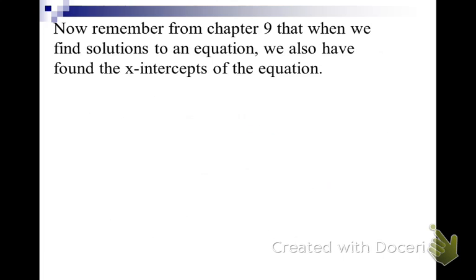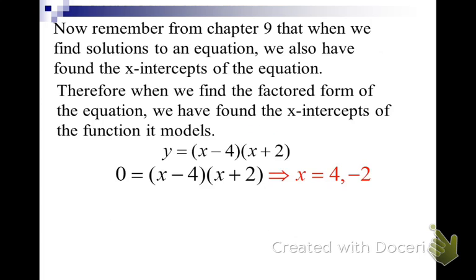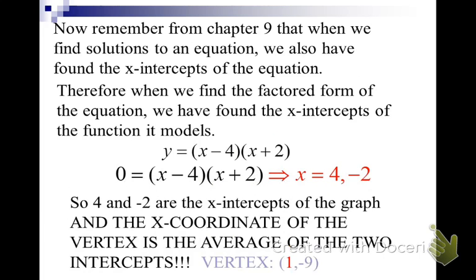So back in chapter 9, when we were solving by graphing, we found that where the graph crossed the x-axis was known as a solution. So when we find our solutions by factoring, we also have the x-intercepts. And if you have the x-intercepts, in this case 4 and -2 are the x-intercepts, then you can find the x value of the vertex by averaging your two solutions.